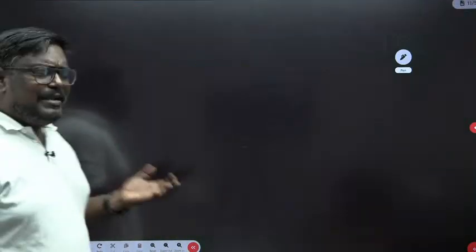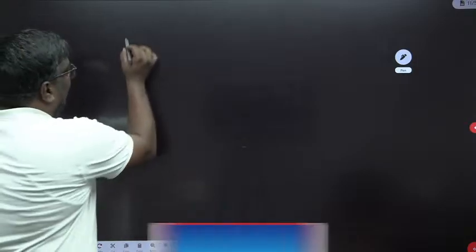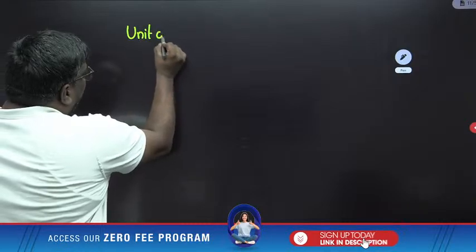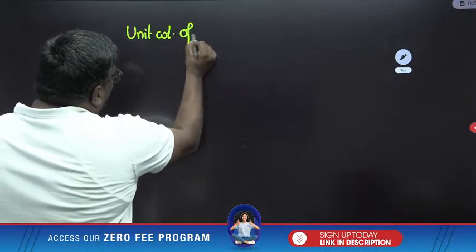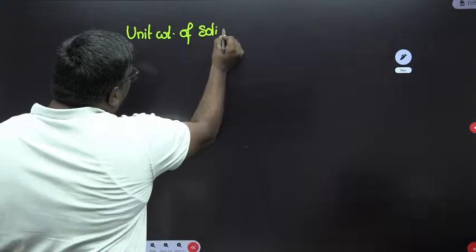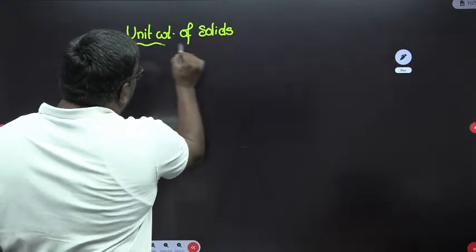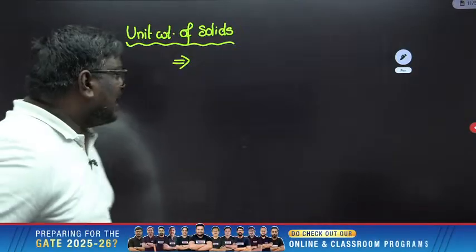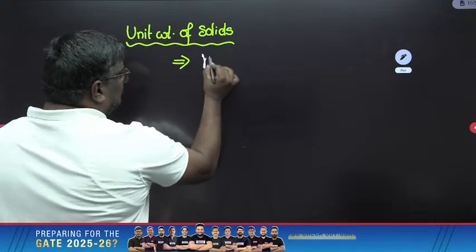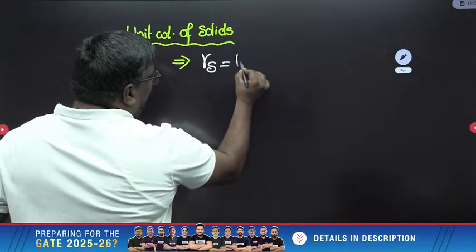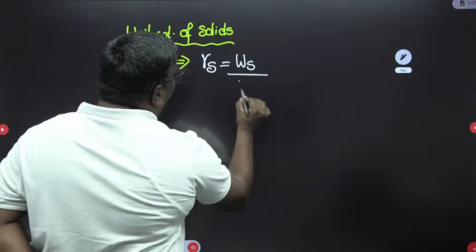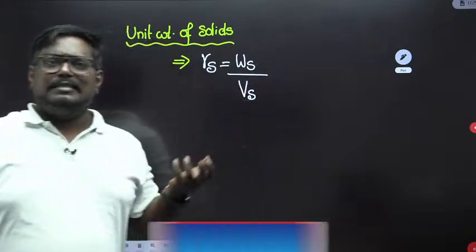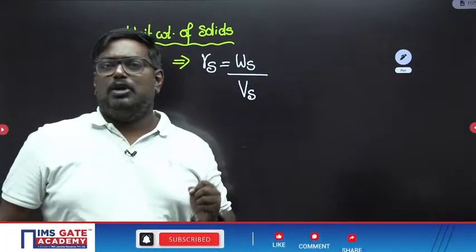Now similarly, my dear students, we have unit weight of solids. So what exactly do you mean by unit weight of solids? When I talk about unit weight of solids, they can ask you like this. Unit weight of solids is nothing but gamma s, which is equal to weight of solids upon volume of solids. I hope you are clear what is Ws and Vs. Ws is nothing but the weight of solids. Vs is nothing but the volume of solids.